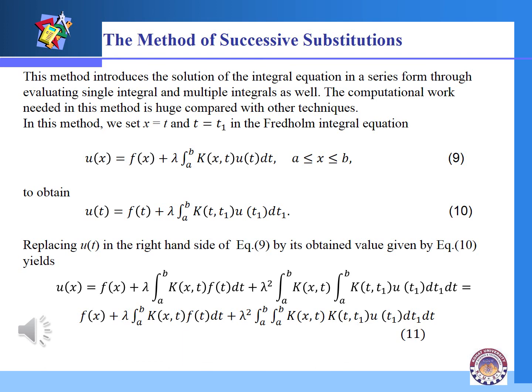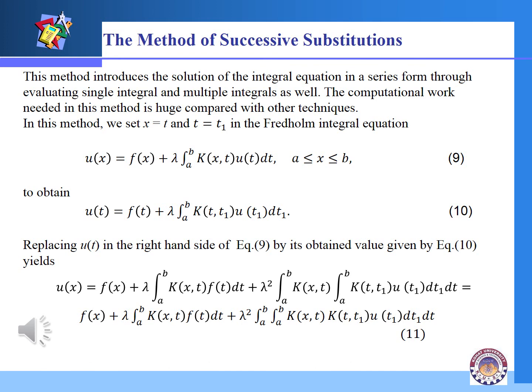To discuss the basic theme, again we consider the Fredholm integral equation defined in 9, where k(x,t) is again the separable kernel and u is the unknown to be determined. Initially, we set x equal to t and t equal to t1 in the Fredholm integral equation defined in 9 to obtain 10. Now, we substitute equation 10 in equation 9, or we just replace the value of u(t) from equation 10 in equation 9, we get equation 11.